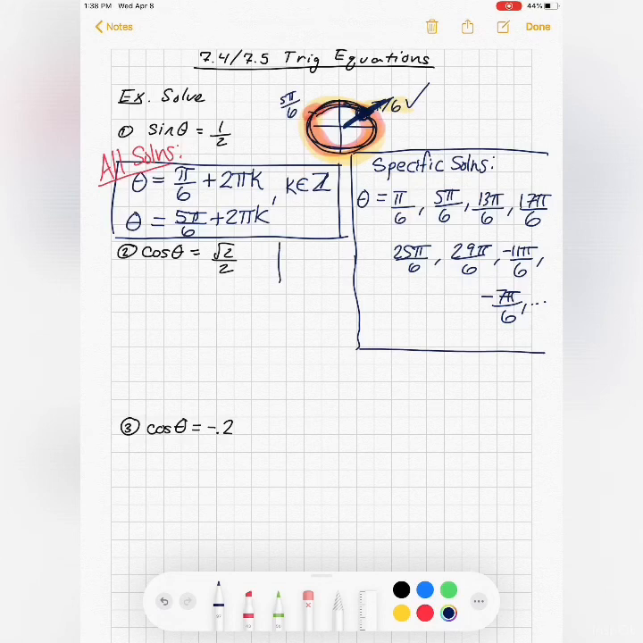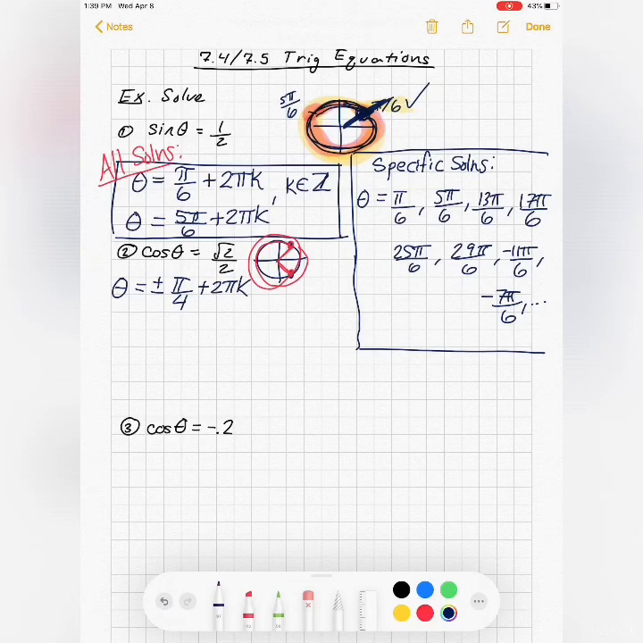Here's another one. I start out with my unit circle. I'm looking for where cosine is root 2 over 2. Okay, so there are the two points that I have to account for. Now, actually, for this one, I think I could do this in one equation, couldn't I? Because here's positive pi/4, here's negative pi/4. And then each time I go all the way around the circle, I'm going to be back at those same terminal points.